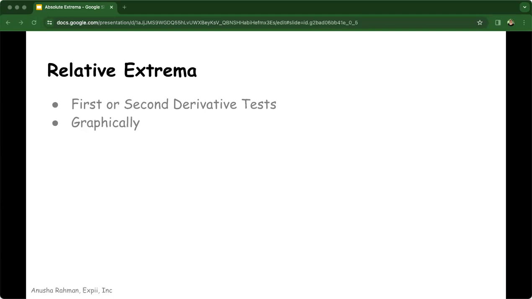That means we look for the highest or the lowest point within an interval. We can find the relative extrema using the first or second derivative tests. Typically in algebra 2, we will just look at a graph to see where there are small bumps that change the direction of the graph.